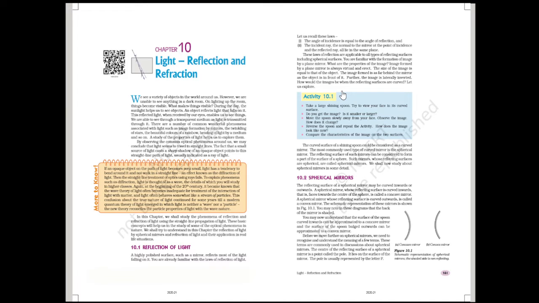We see a variety of objects in the world around us because of light. We are unable to see anything in a dark room. On lighting a room, things become visible. What makes things visible during the day? The sunlight helps us to see the objects. An object reflects the light that falls on it. This reflected light, when received by our eyes, enables us to see the things.